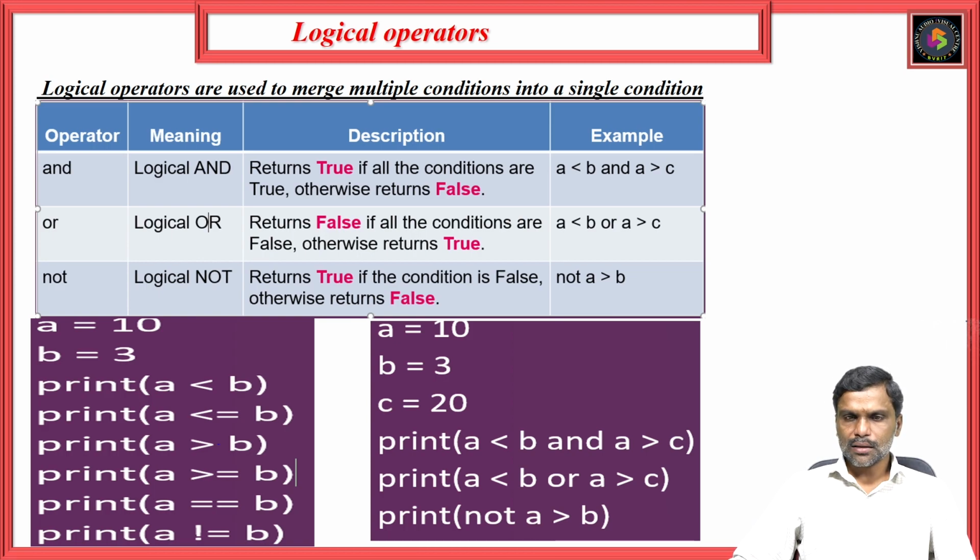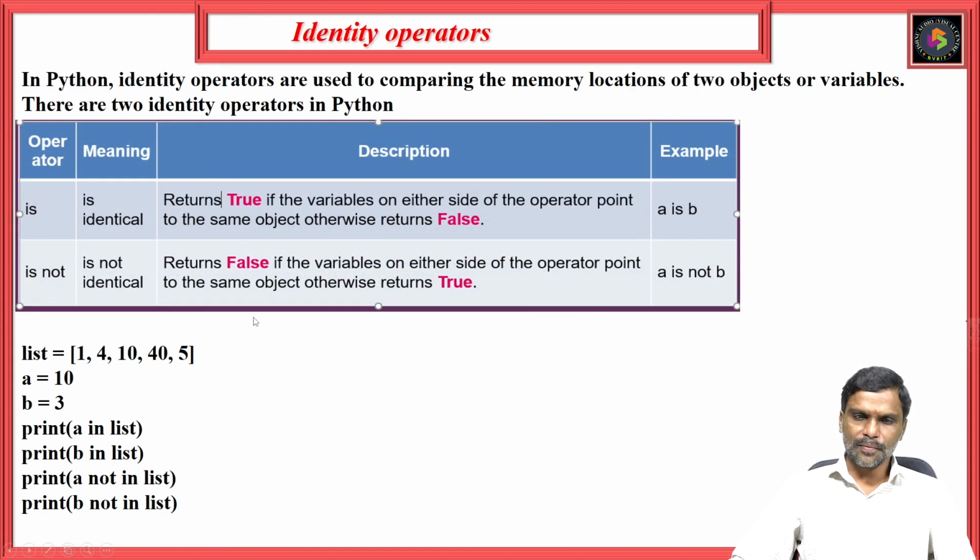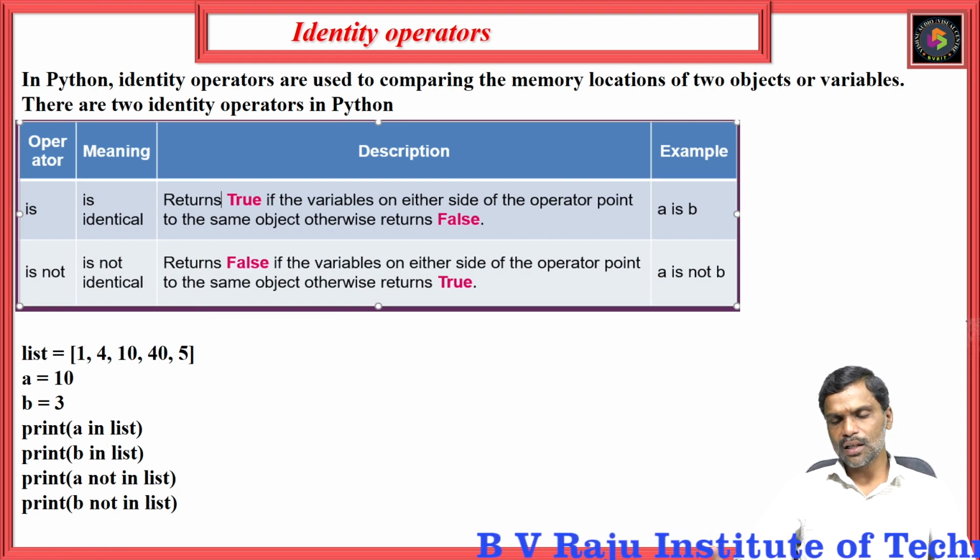Identity operators. What do you mean by identity operators? These are used for comparing the memory locations of two objects or variables. There are two identity operators you can see. That means if you take some list, if the particular number is present, then you will be getting the value true, if not, false. Similarly, is not means not present, it will be getting true, otherwise false.